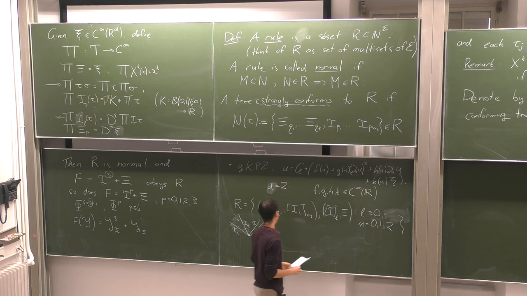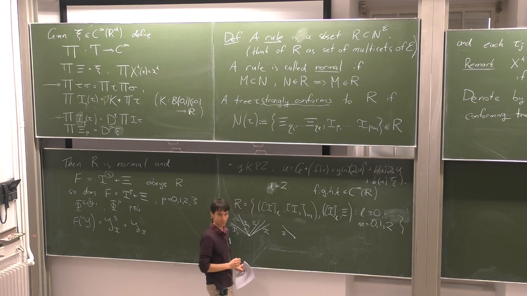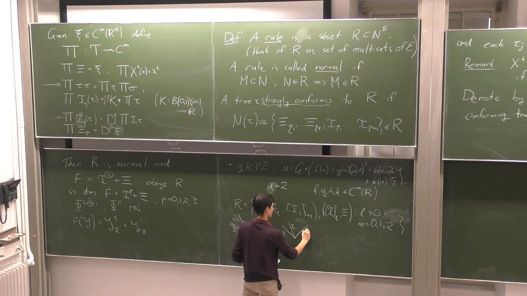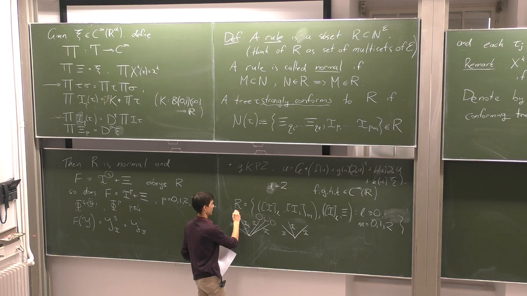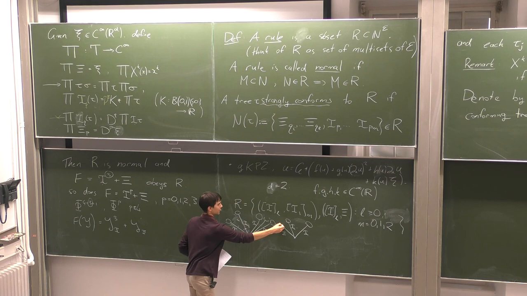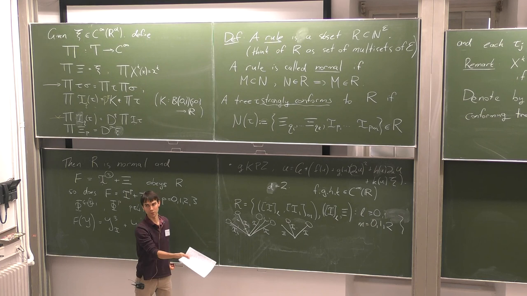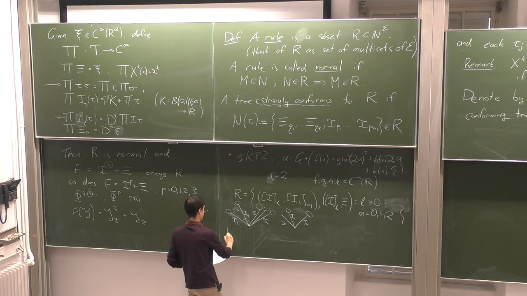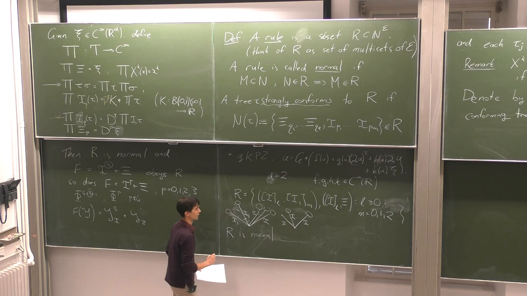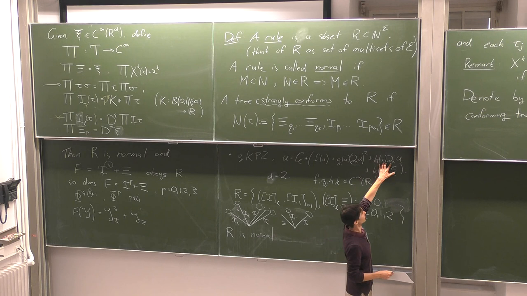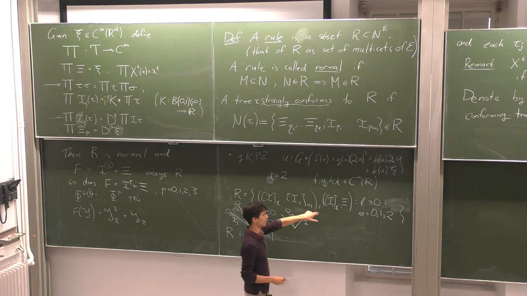So at most one of the Xi's, and then arbitrary many edges with an I decoration. And then I allow, of course, trees to be on here as well, like this. So trees of this type would strongly conform to the rule. And the natural nonlinearity then, so then R is normal. You can check that it's closed under... Yes, exactly, the fact that M is allowed to be 1. So R is normal.